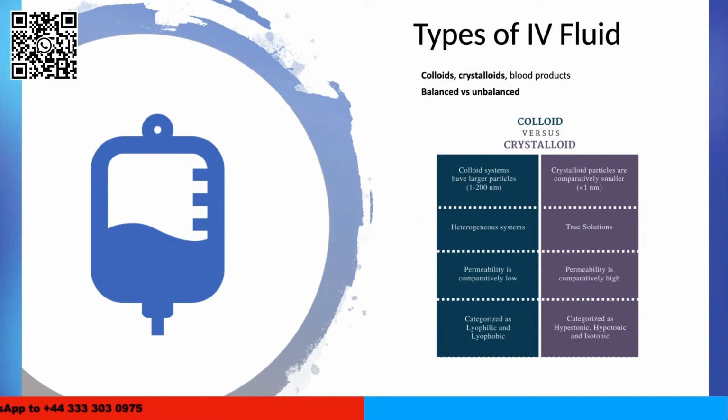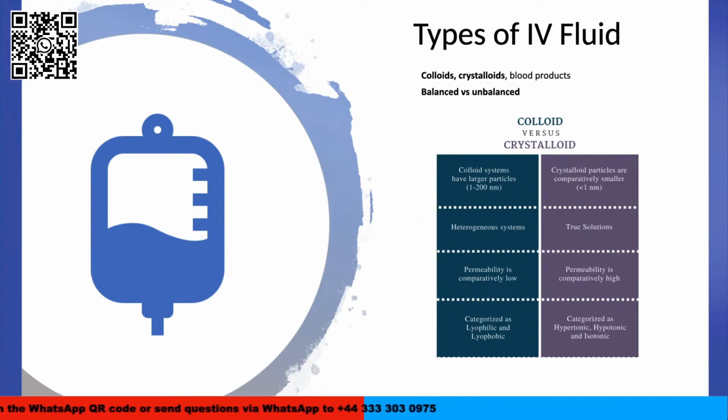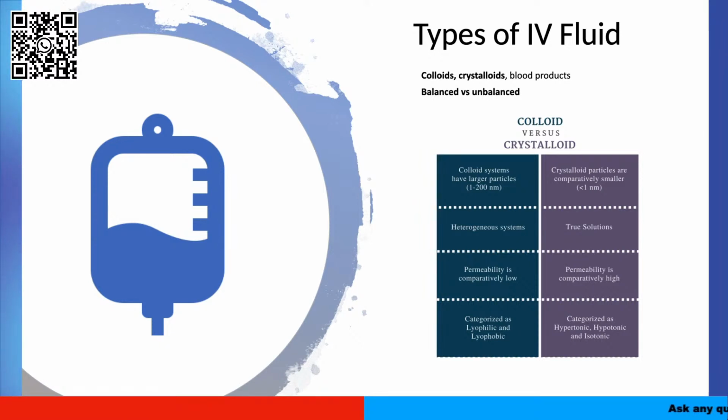IV fluids are split largely into two categories, colloids and crystalloids. Colloids contain large, insoluble macromolecules, and that ranges from human albumin proteins to synthetically produced starches. In contrast, crystalloids are aqueous solutions with salts dissolved to form ions that pass through the semi-permeable membrane by osmosis. More recently, solutions have been subcategorized into balanced and unbalanced fluids. Balanced fluids are determined by the concentration of chloride within the solution and more closely represent the ionic makeup of plasma.